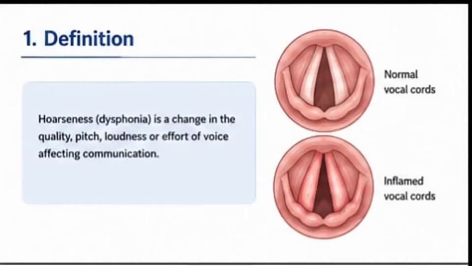Hoarseness, also known as dysphonia, refers to an abnormal change in the quality, pitch, loudness, or effort of the voice. Normally, voice is produced when air from the lungs passes through the vocal cords, causing them to vibrate. Any condition affecting the vocal cords, larynx, nerves, or surrounding structures can alter voice production and lead to hoarseness.